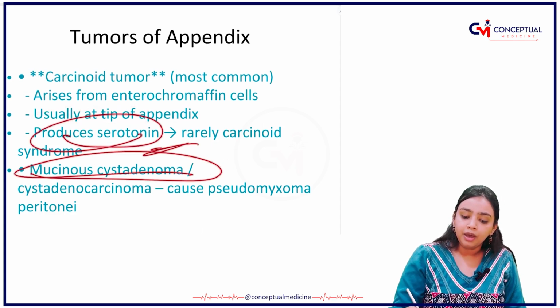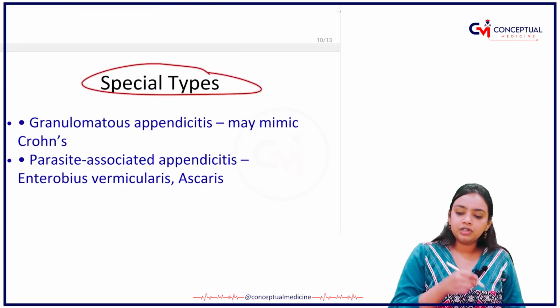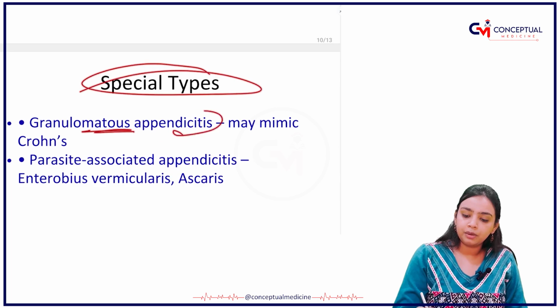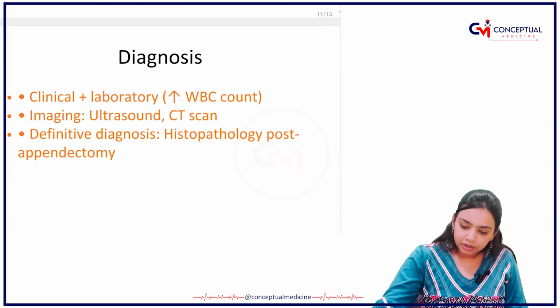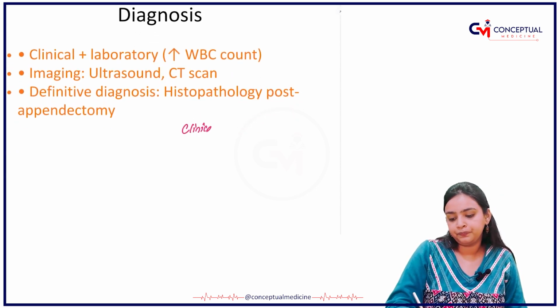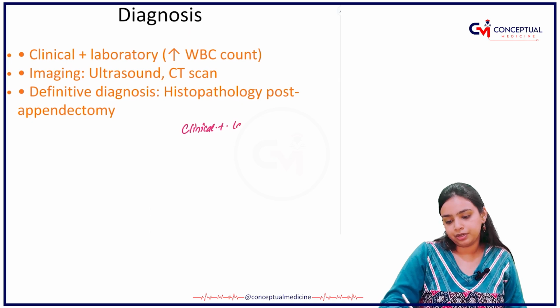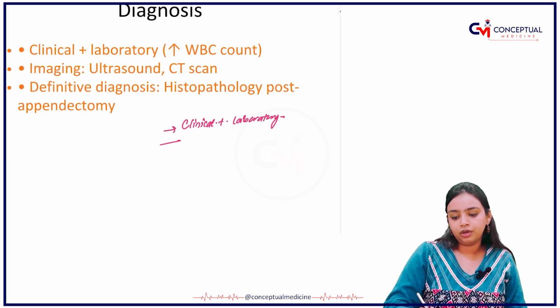You also have mucinous cystadenoma. In the special type, I have granulomatous appendicitis that may mimic Crohn's disease. Now, how will the diagnosis be made? The diagnosis will be made clinically plus laboratory. In imaging, what will I give? I will give USG and CT scan.